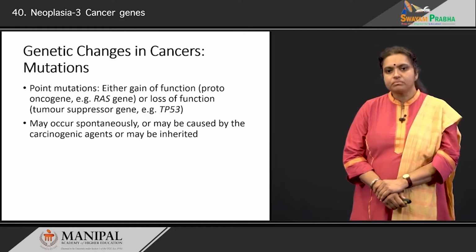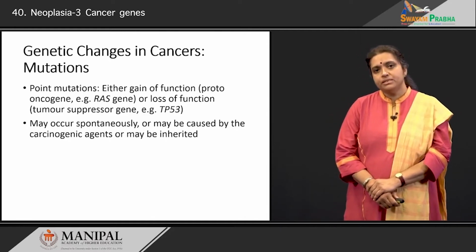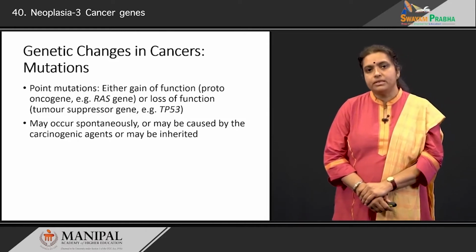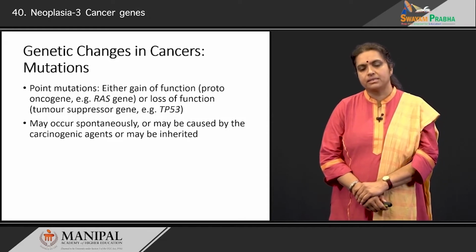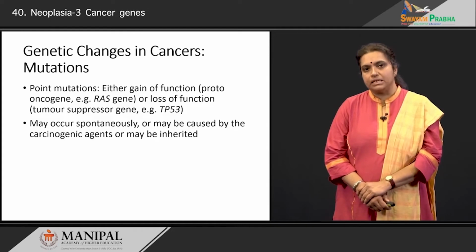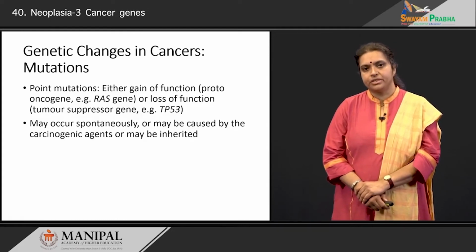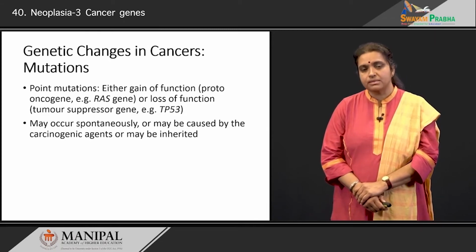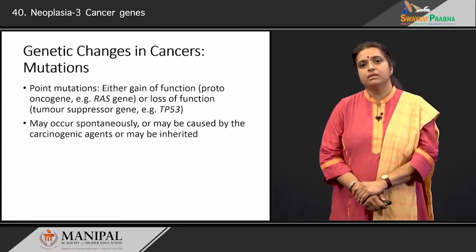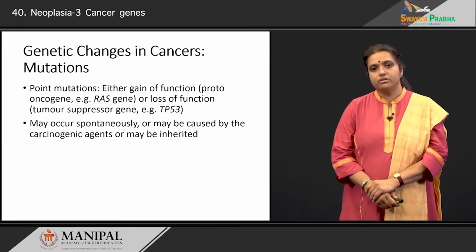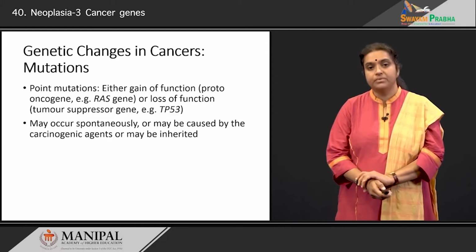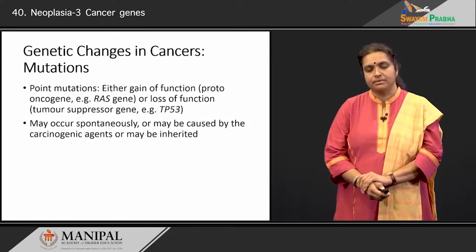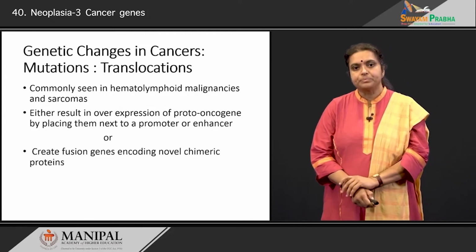The most common example is a mutation causing loss of function of the p53 gene. Now, these mutations can occur on their own spontaneously, or they may be caused by carcinogenic agents such as chemical carcinogens or radiation, or even be inherited. So, whatever the cause, if there is a mutation within a proto-oncogene or a tumor suppressor gene, that could turn the cell malignant.